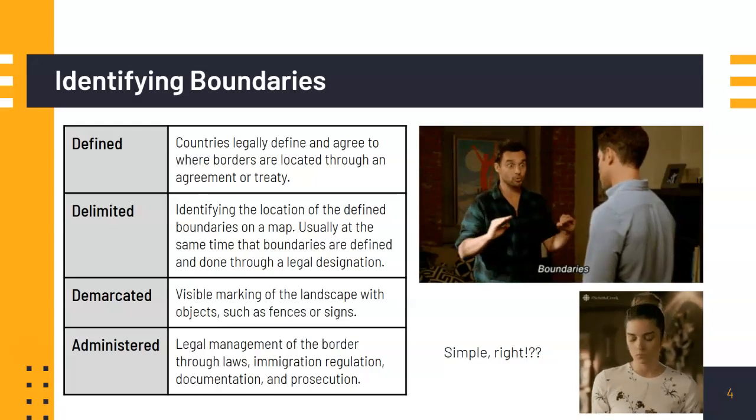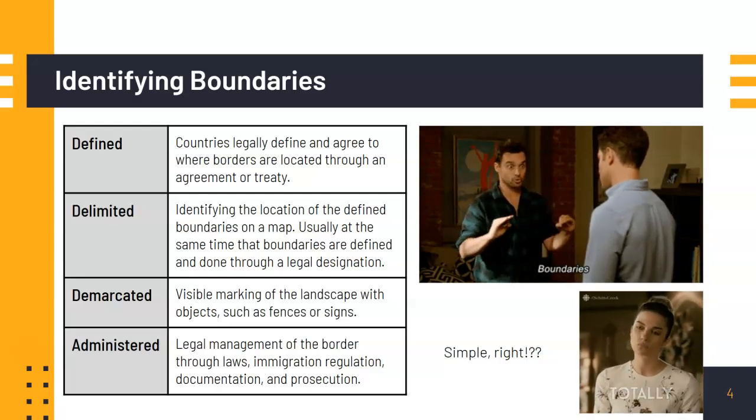Once a boundary is defined, the next step is to delimit it. This means identifying the location of the boundary on a map. The delimitation process usually happens at the same time as the definition and is done through legal designations, marking the boundary line in a way that everyone can understand and recognize on a map.